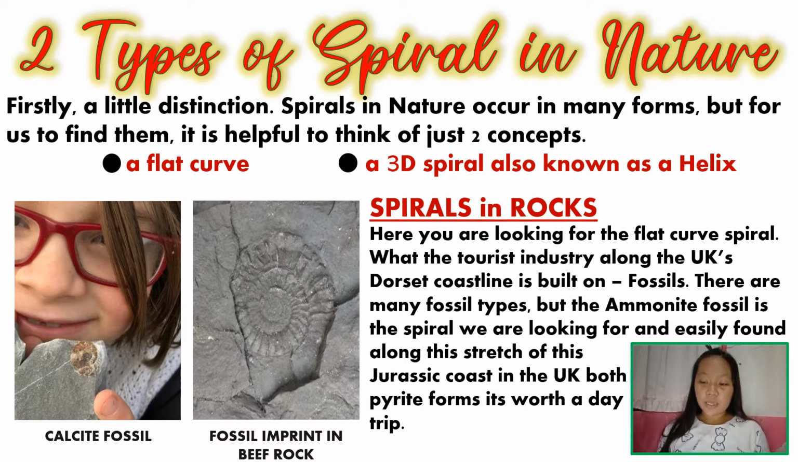Spirals in rocks. Here you are looking for the flat curve spiral. The tourist industry along the UK's Dorset coastline is built on fossils. There are many fossil types, but the ammonite fossil is the spiral we are looking for and easily found along this stretch of the Jurassic coast in the UK, both in calcite and pyrite forms. It's worth a day trip. For example, calcite fossil and fossil imprint in beef rock.